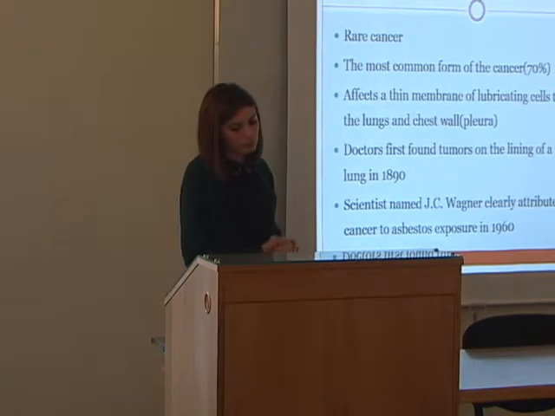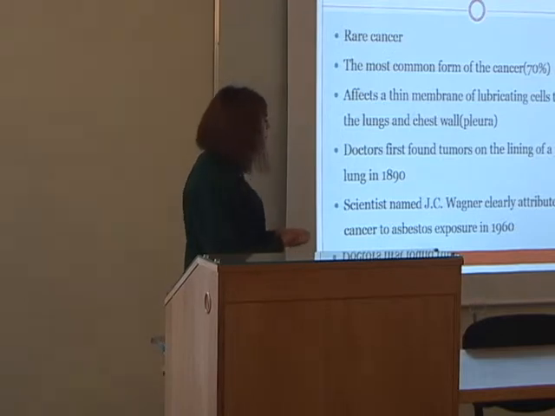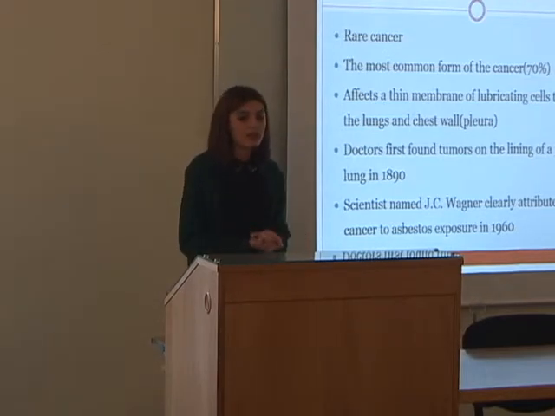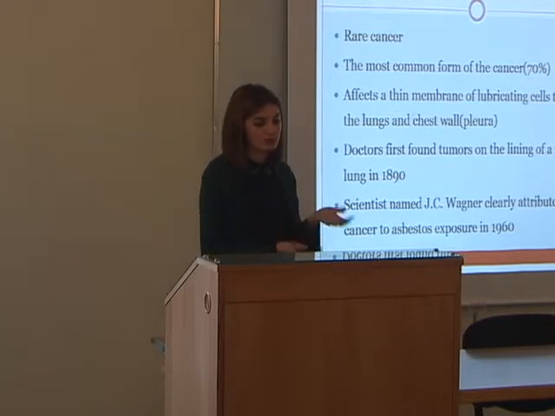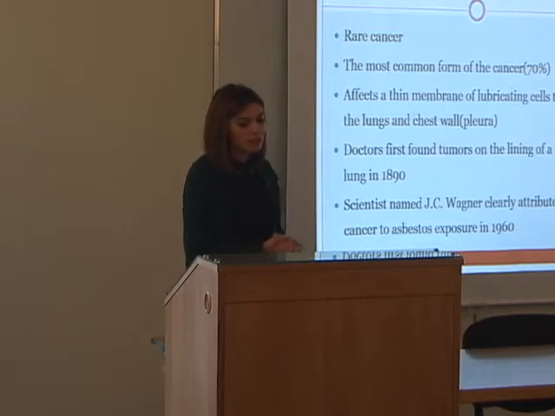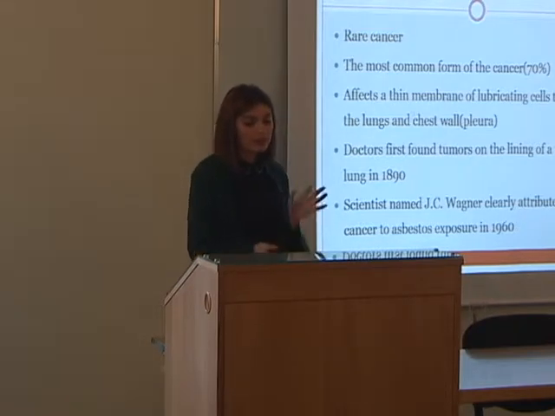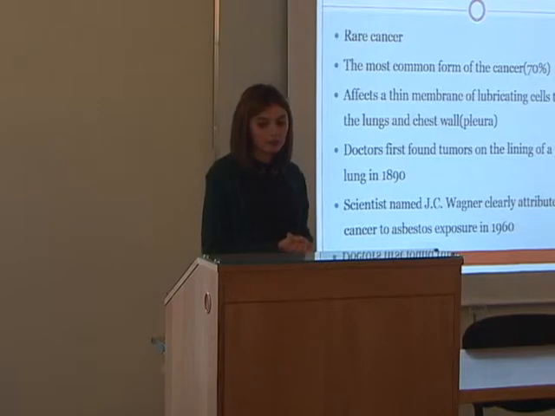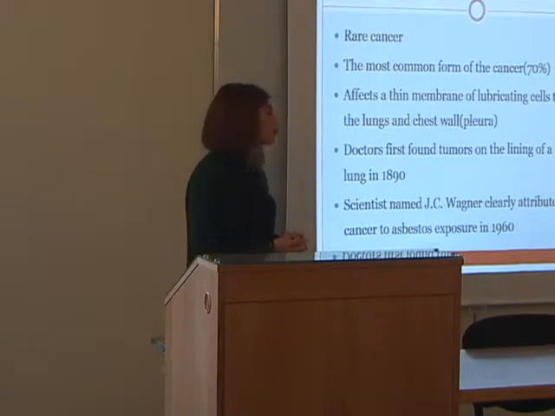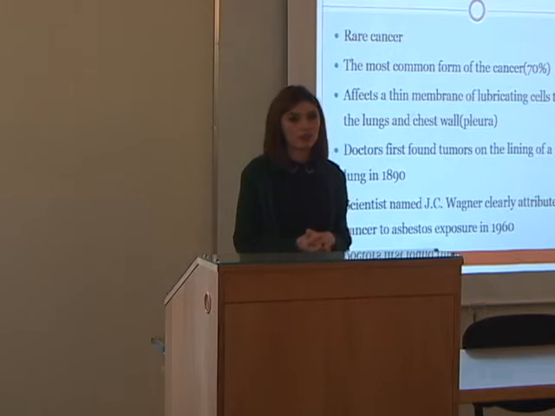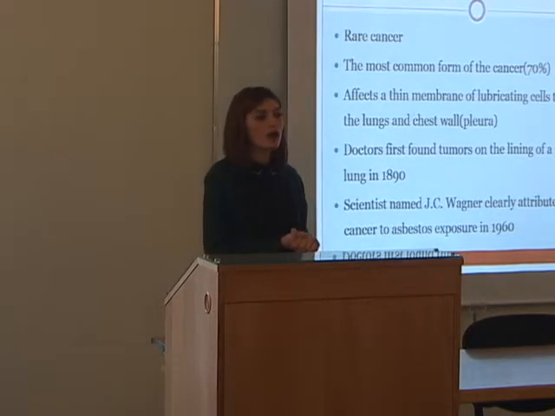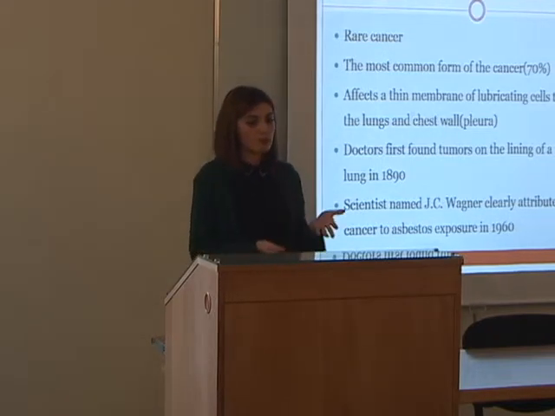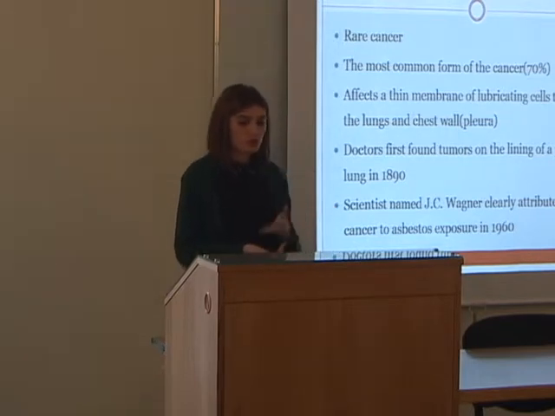Tumors in the lining of a patient's lung were first found in 1819, but the doctors had no clue what the cause of the tumor was until 1916, when a scientist named Wagner clearly attributed this cancer to asbestos exposure. Wagner's team identified 33 pleural mesothelioma patients, and 32 of them were asbestos exposed.